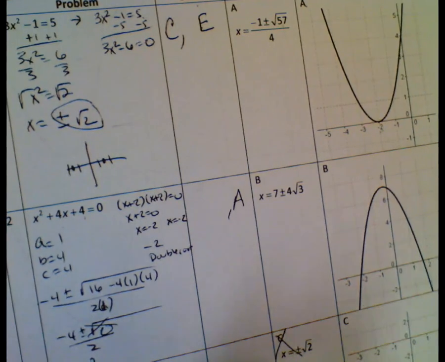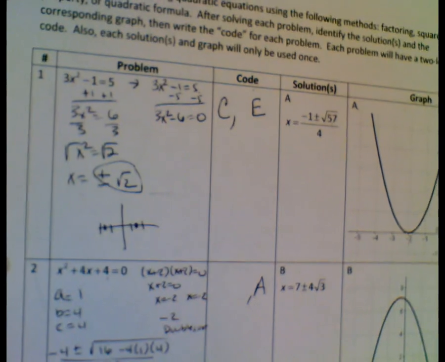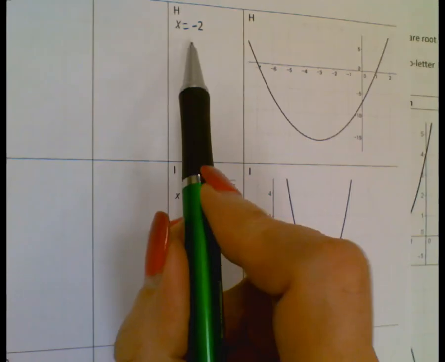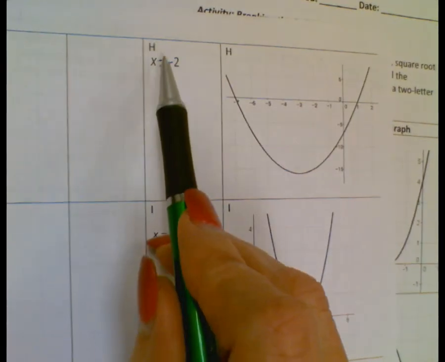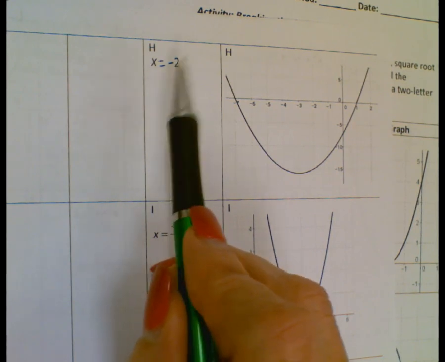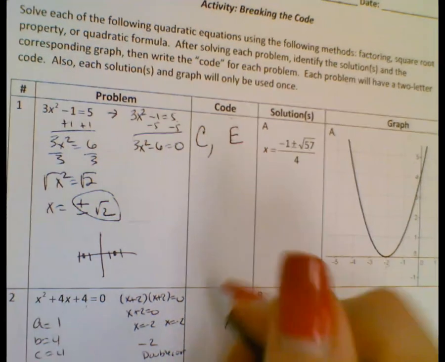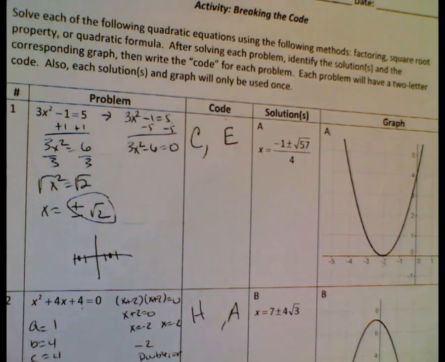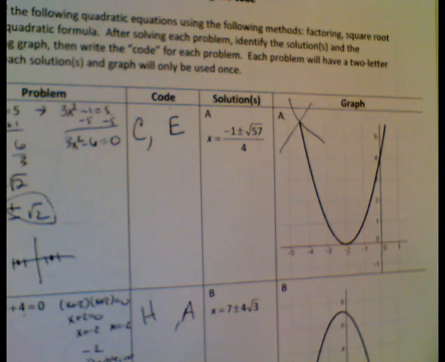But what's the solution? Negative 2? We have to find the solution. It's actually H. You were supposed to fill in negative 2 for this one. H is x equals negative 2. So that's the answer, H. That goes first. And I'm going to cross off H, and I'm going to cross off graph A. And go to the next one.